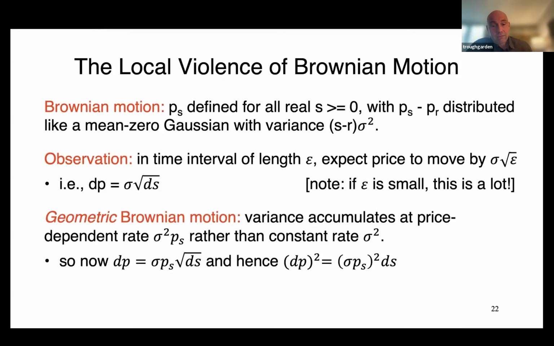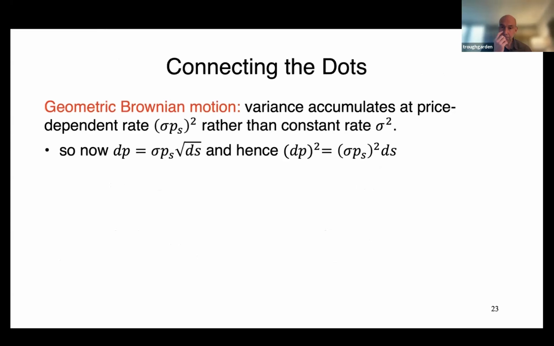And now, remember what we really cared about. I'll put it back on the slide, but pretty much we have all our ducks in a row now. So now we can look at dP squared, the square of the change in price. And we can see that it's going to be the length of the time interval in question, ds, times the quantity sigma P_s squared. And this is going to be the missing link between the two different expressions that we saw a couple slides ago. So, connecting the dots.